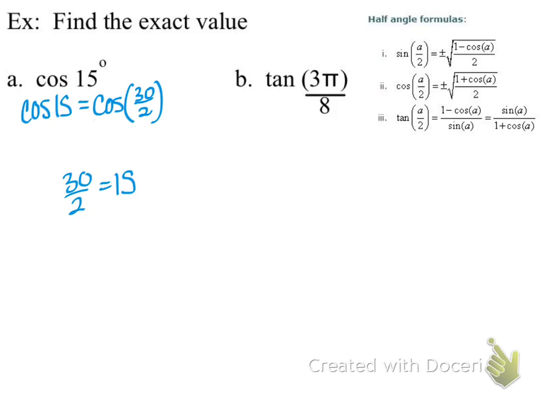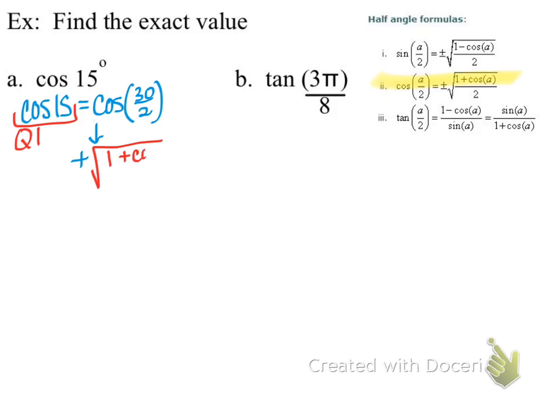Now I'm going to use the cosine half angle formula, and I'm going to use positive because cosine of 15 is in quadrant 1. Cosine is positive in quadrant 1. I'm going to do the square root of 1 plus cosine of 30, because alpha in this is 30, all over 2. Now I'll look on my unit circle and find the cosine of 30 is square root of 3 over 2. And I still have the rest of my fraction.